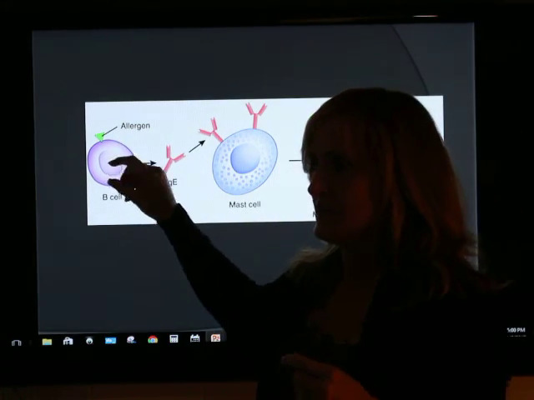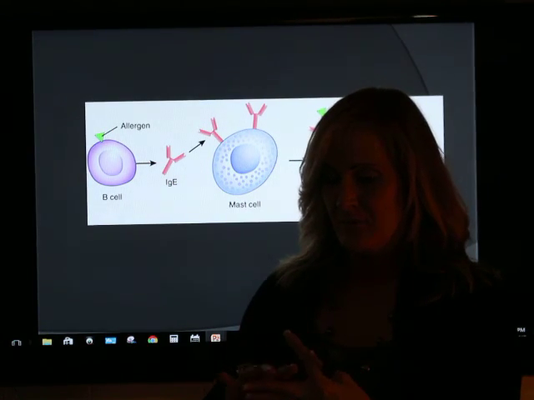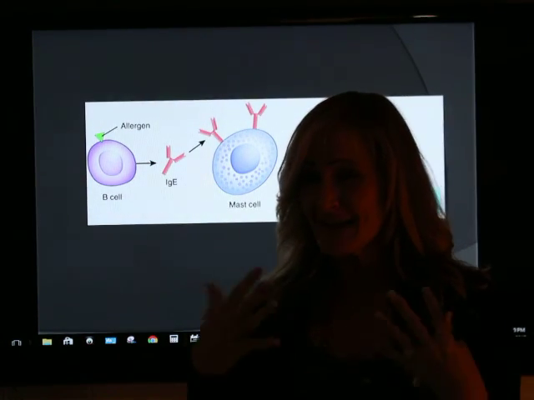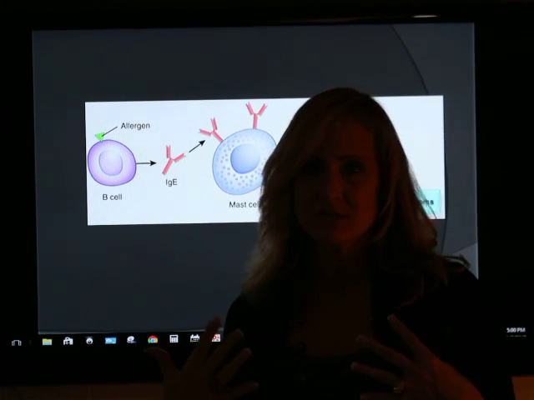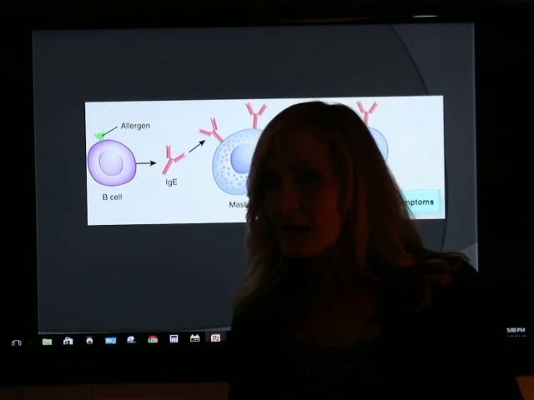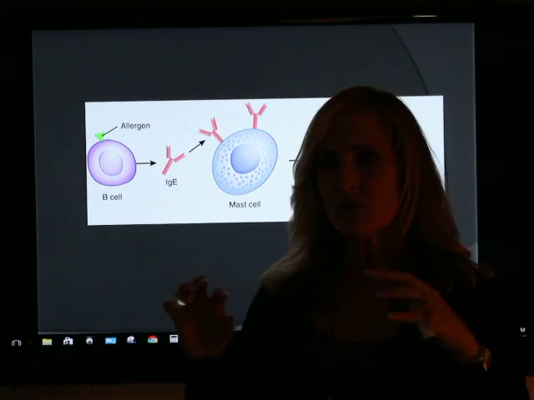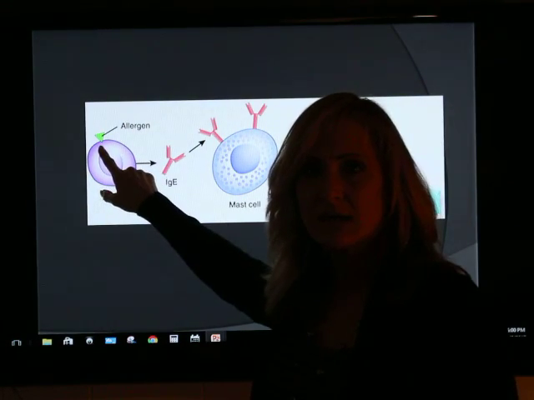The allergen could be anything from dust, smoke, bee stings, peanut butter, latex. People can be allergic to anything. Tons of people are allergic to nuts now, so there's a lot of nut-free zones. Those are all allergens, which really respond like an antigen.